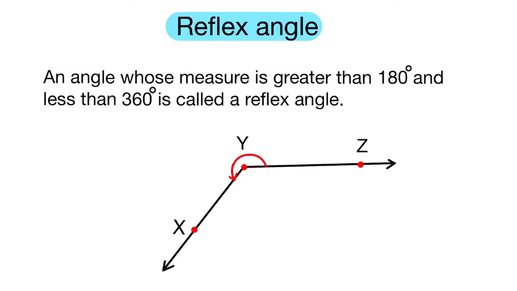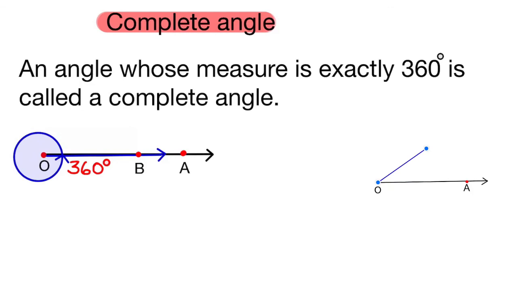Reflex angle. An angle whose measure is greater than 180 degree and less than 360 degree is called a reflex angle. Complete angle. An angle whose measure is exactly 360 degree is called a complete angle.